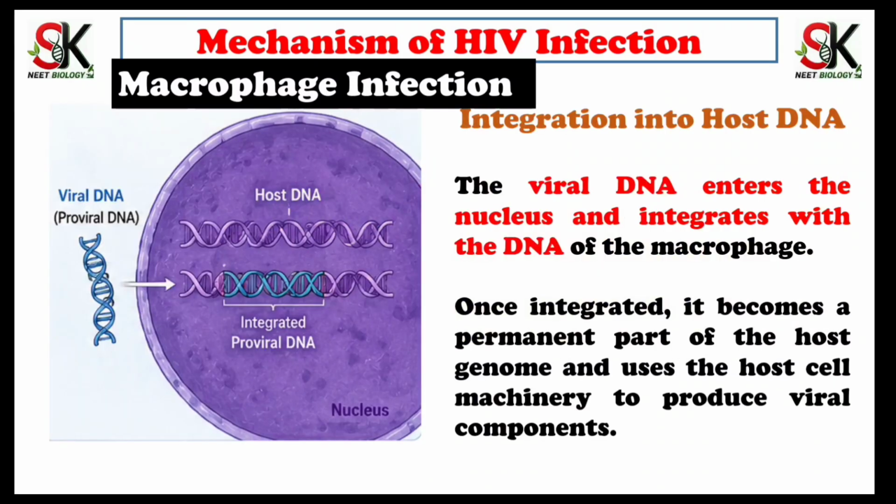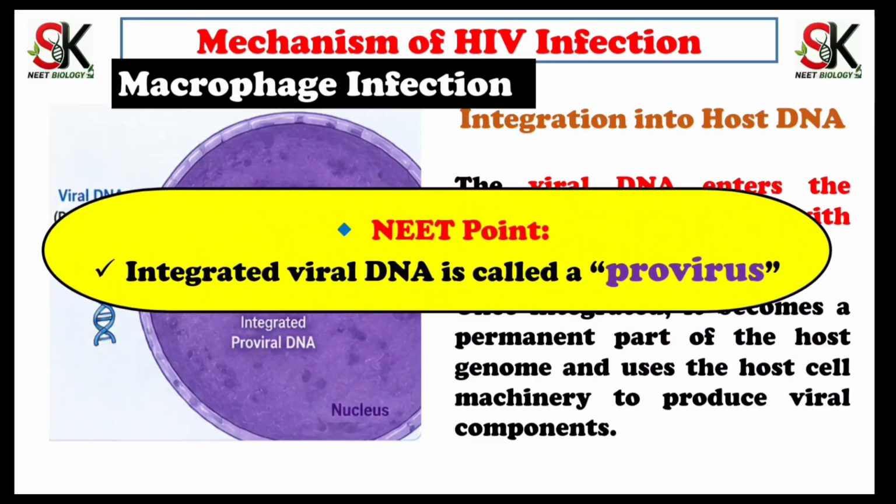Next step is integration into host DNA. The viral DNA enters the nucleus and integrates with the DNA of macrophage with the help of enzyme integrase. Once integrated, it becomes a permanent part of host genome and uses the host cell machinery to produce viral components. Neat point, integrated viral DNA is called provirus.